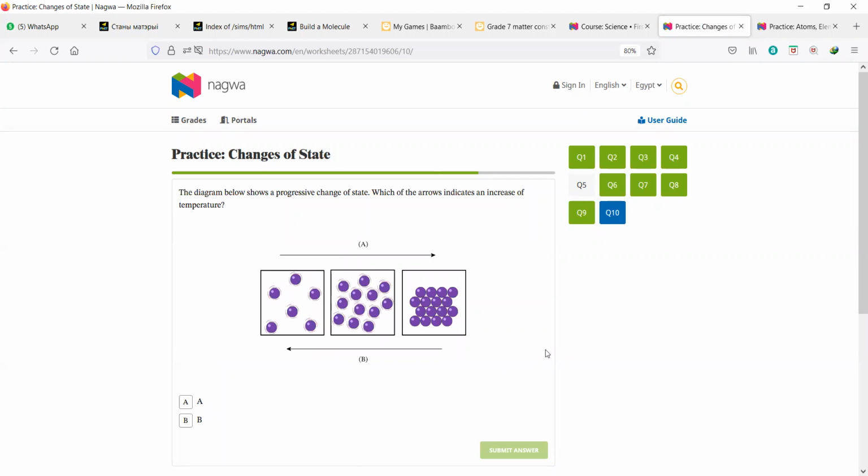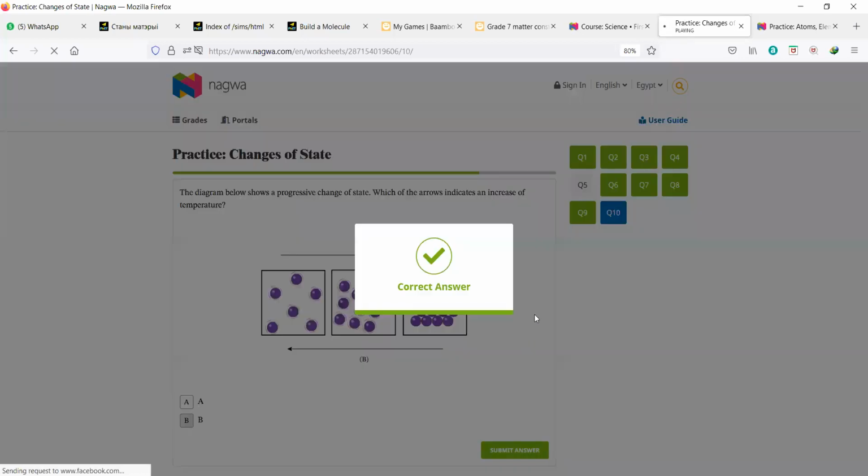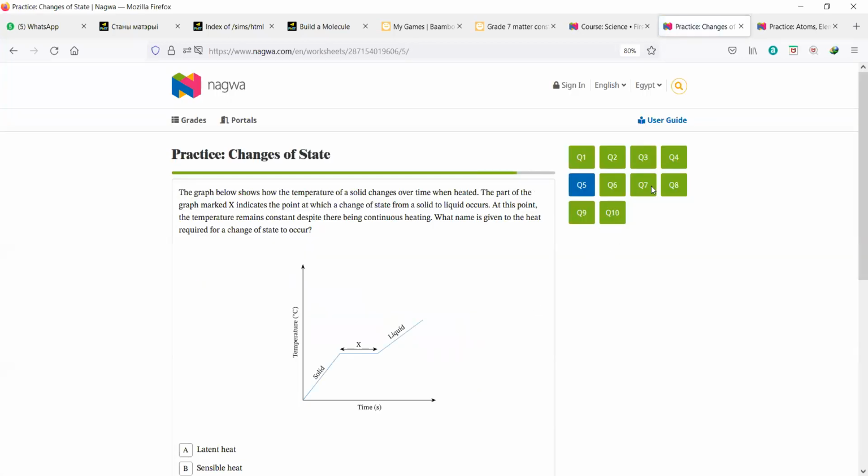Which of the arrows indicates the increase of temperature? A or B? A. When the temperature increases, the gas will be liquid and the liquid will be solid. B. You understand it, right? Yes. Temperature increase, more heat. Very good.